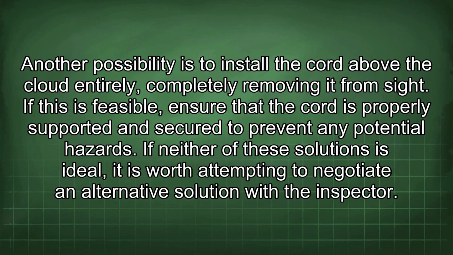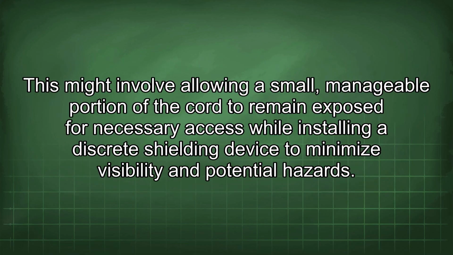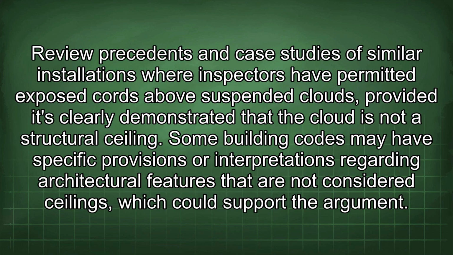If neither of these solutions is ideal, it is worth attempting to negotiate an alternative solution with the inspector. This might involve allowing a small, manageable portion of the cord to remain exposed for necessary access while installing a discrete shielding device to minimize visibility and potential hazards. Review precedents and case studies of similar installations where inspectors have permitted exposed cords above suspended clouds, provided it's clearly demonstrated that the cloud is not a structural ceiling.